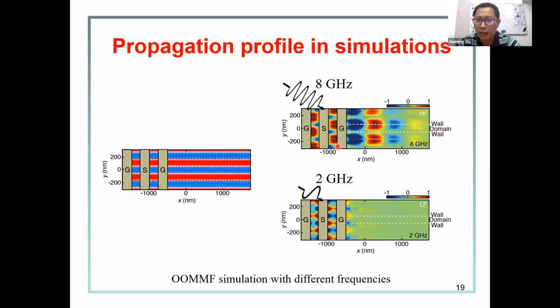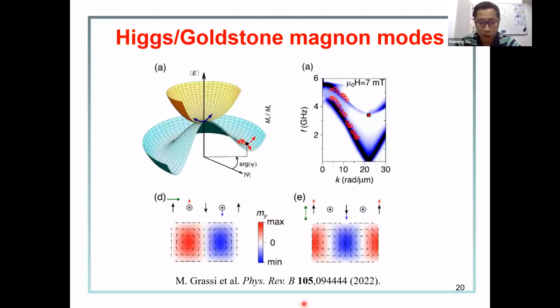But what is the main physical origin of these observed high frequency and low frequency modes? This puzzled us for quite some time. And recently we have read some very nice work, very recently published, I think by the group of Professor Bayu. I think they provide some very insightful and enlightening explanations that these two modes could be considered as Higgs and Goldstone magnon modes.